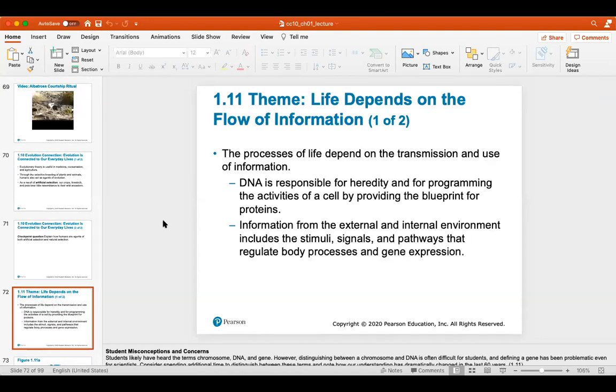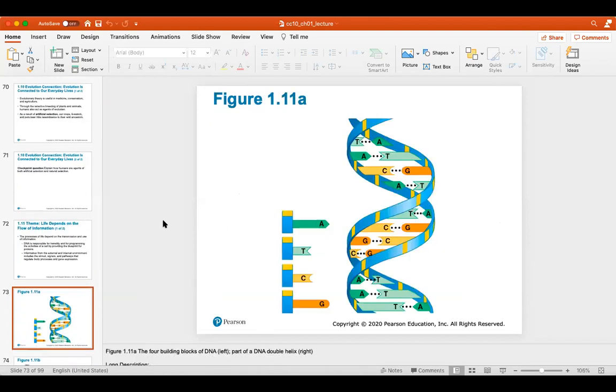The process of life depends on the transmission and use of information. DNA is the hereditary programming blueprint that programs and dictates all activities of the cells for proteins. Information from the external and internal environment includes stimuli, signals, and pathways that regulate body processes and gene expressions. These are the four building blocks of DNA.